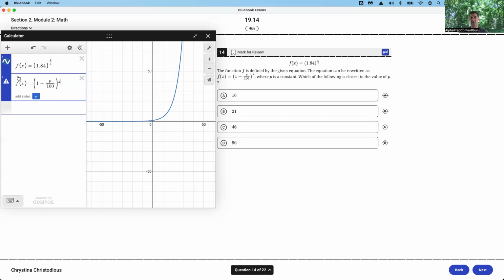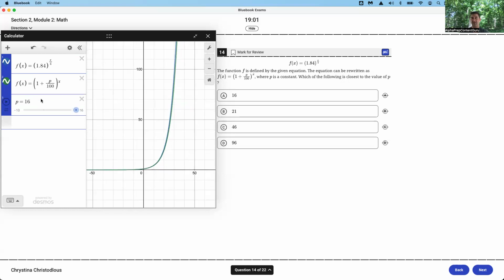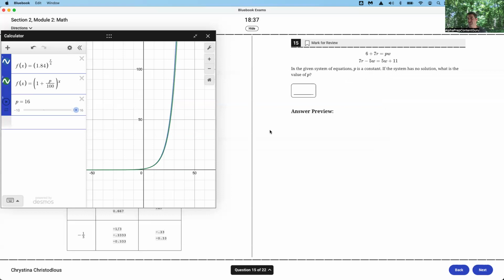So what I'm going to do is make a slider. That's why this is here. And when I do, now I can be like, okay, here's 16. Ooh, those graphs look pretty close. It says closest to, so it might not be perfect. So it could be 16. Let's see if 21 is closer or further away. 21 is further away. 46, further away. 96. Oh, let's go. The answer is definitely 16. 16 is closest to the value of p that makes this whole thing work. Love it. All right, here I go for 15.